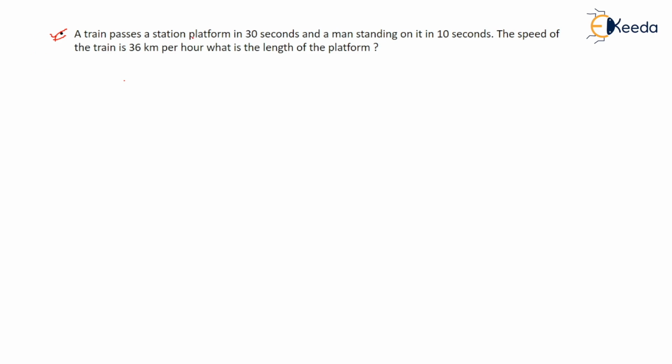So a train passes a station in 30 seconds and a man standing on the station in 10 seconds. I told you, whenever there is a man and whatever the time it took to cross that man, this will give you the length of that train, right? I told you in the concept video. And the total time required to pass a station platform is 30 seconds. So here is a station platform. The total time required to cross this platform is given to you. So what that means, L1 plus L2, right? So here you can simply find out the thing which is given to you.